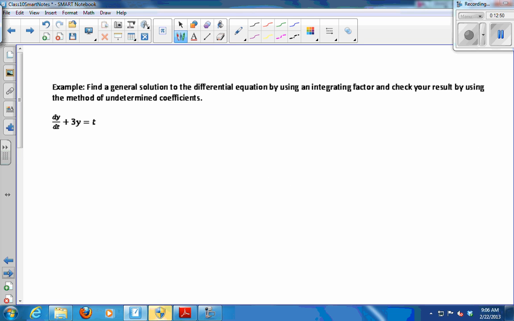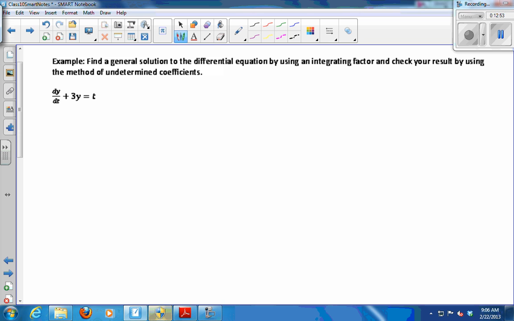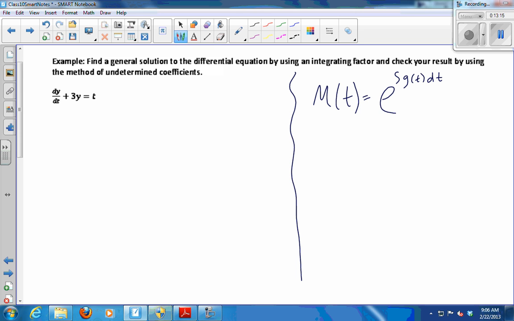So let's go through one and see if it works. All right. So we have dy/dt plus 3y equals t. First, we need the integrating factor. So I'm going to do that over here. Mu(t) we find by doing e to the integral of g(t) dt. Okay, so what is g(t) in this case? 3. Okay, so this is going to be e to the integral of 3 dt. What's the integral of 3?